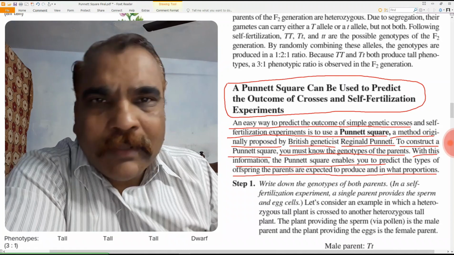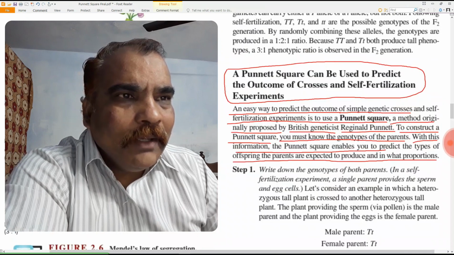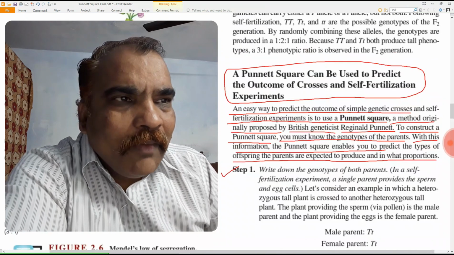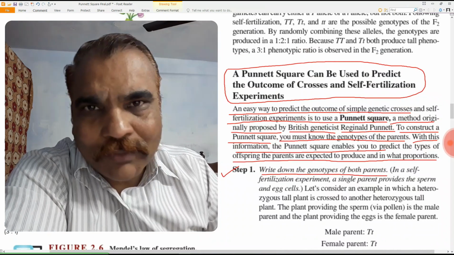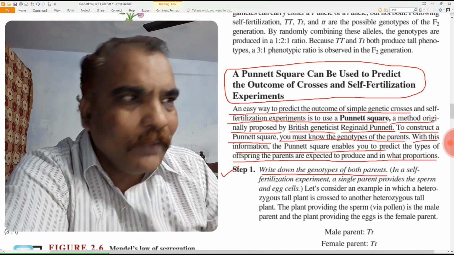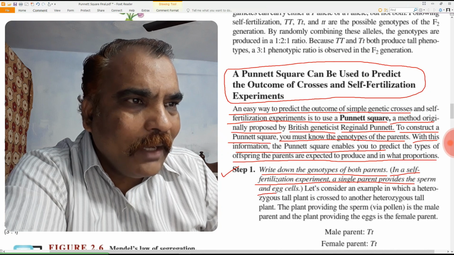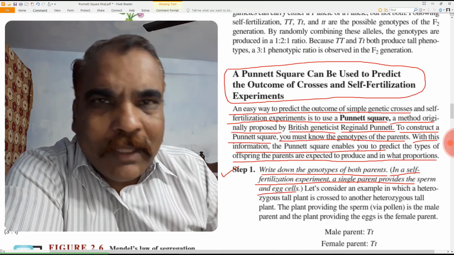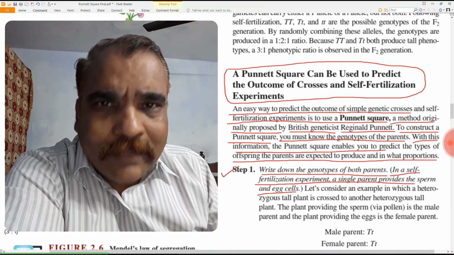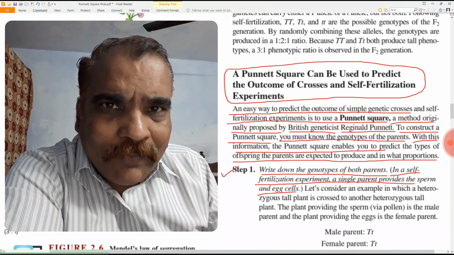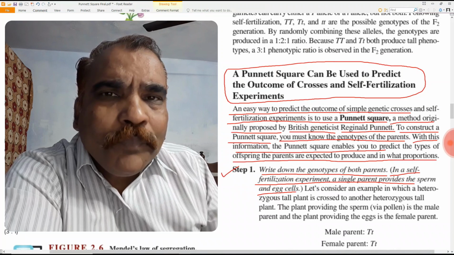Now these are the steps of how to make the Punnett square. This is step number 1. Over here it is written, write down the genotype of both the parents. The first step is writing the genotypes. Now, in a self-fertilization experiment, a single parent provides the sperm and egg cell. We know in the pea plant flower, the natural tendency for reproduction is self-fertilization. And in self-fertilization, the single flower is providing both the pollen and the egg.